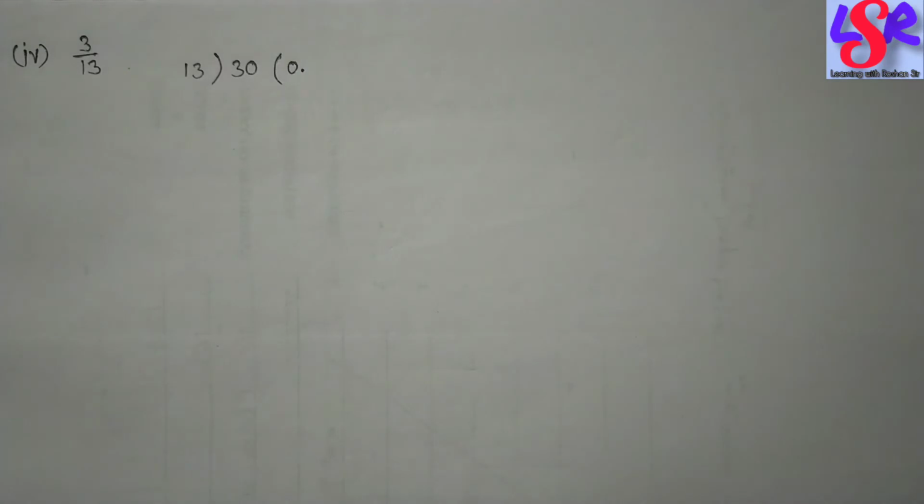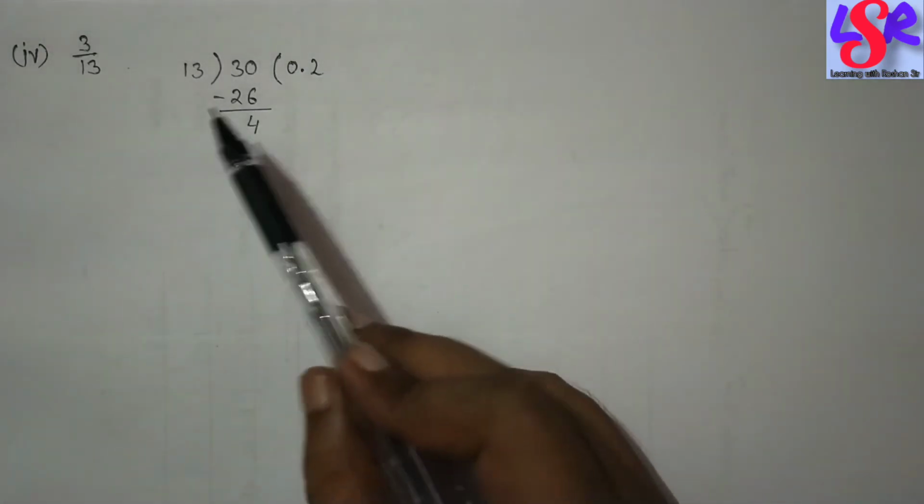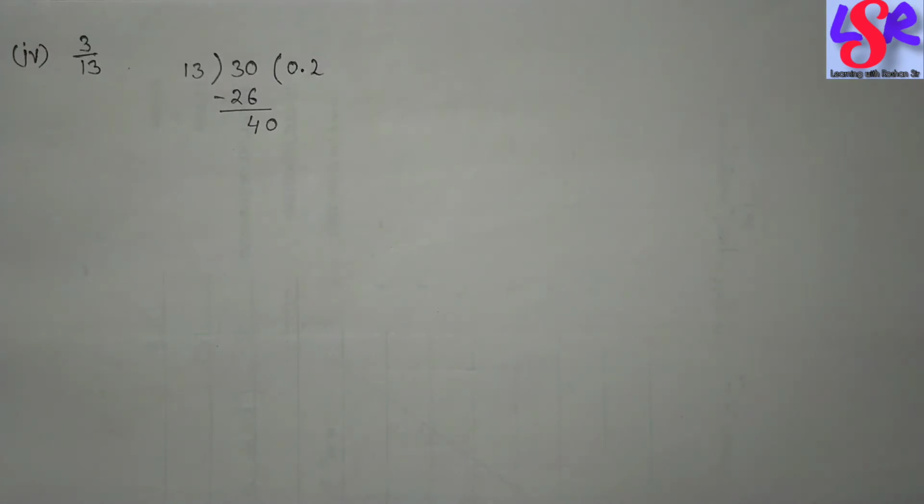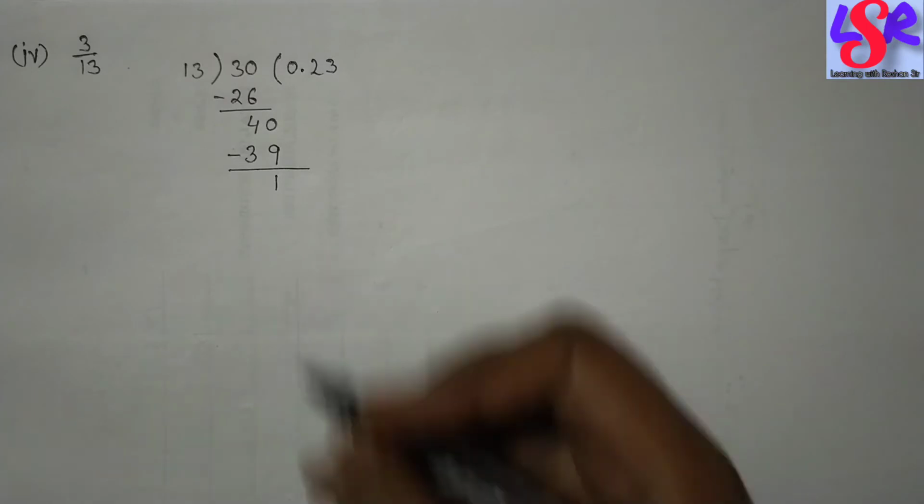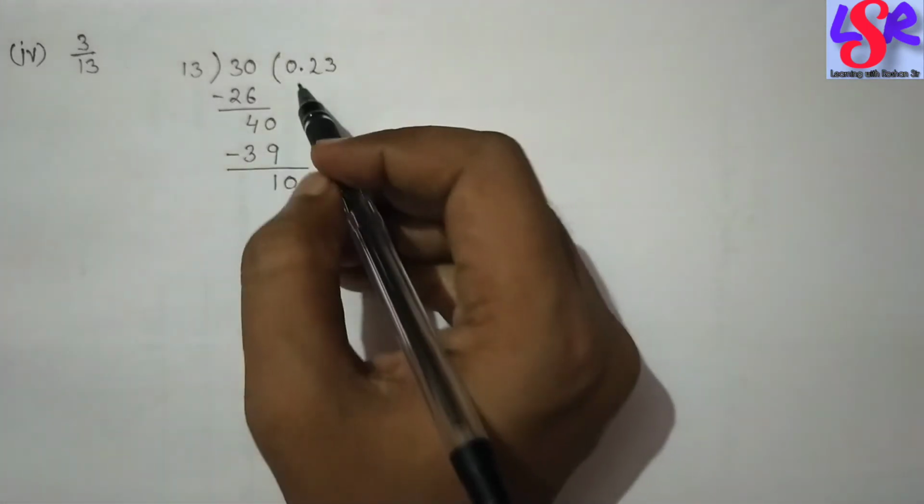And here we go with the fourth part, that is 3 by 13, and we are going to divide 3 by 13. Now here the 3 is smaller than 13, so first we place a decimal here and add a 0. Now 13 times 2 is 26, and we get the remainder as 4. Now a 0 will be added automatically. Then 13 times 3 is 39, and we get the remainder as 1. A 0 will be added due to the decimal point.